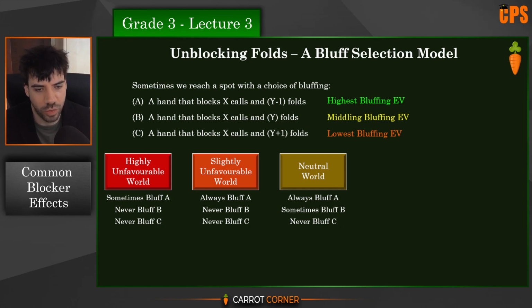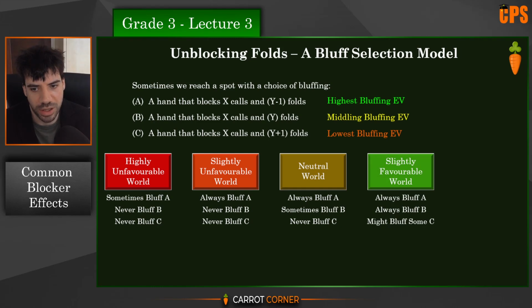In fact, in a neutral world, by definition, the EV of bluffing an average caliber bluffing candidate is 0. Therefore, the EV of bluffing category A hands is winning and C is losing. So you shouldn't bluff C in a neutral world. But in a slightly favourable world, things start to shift.